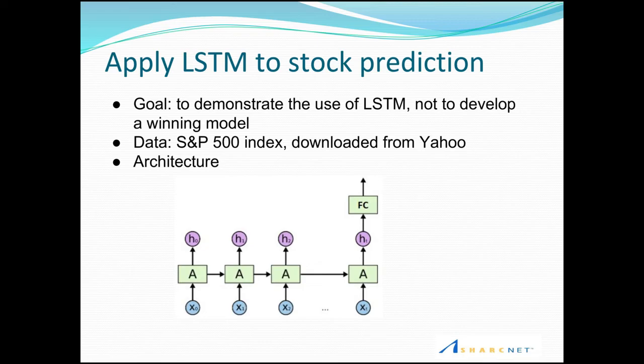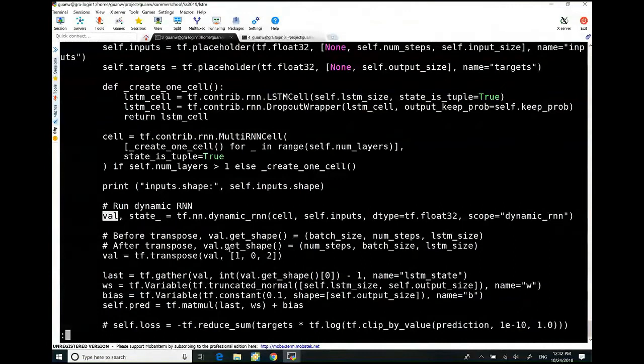So what we will do is first get the last one. But before that, because the output, val, has the shape batch size, number of steps, and the output size, we need to transpose it so that the order is number of steps, batch, and output size. After we transpose it, the first index is the number of steps. So we take index minus one, which is the last one, and do a slicing with the gather function to get the last one. Once we have the last one, we create a weight and bias: you just multiply your last one with the matrix and add the bias. That gives you the prediction, okay? Once we have a prediction, we can do a lot of things.